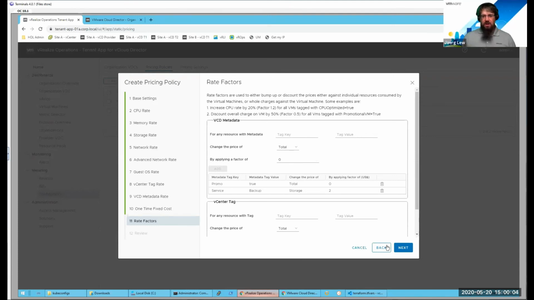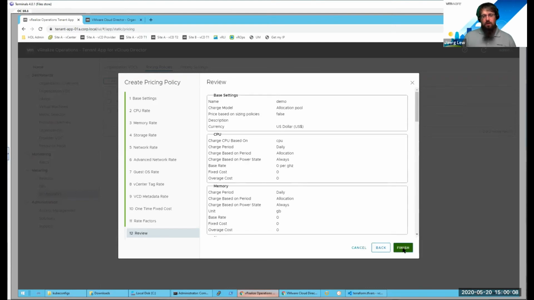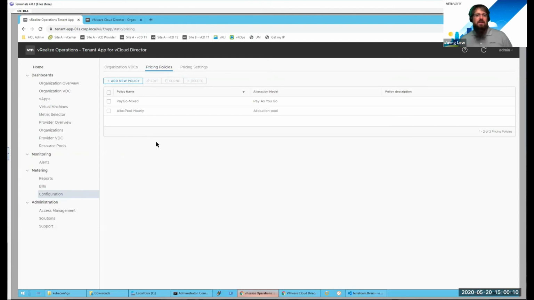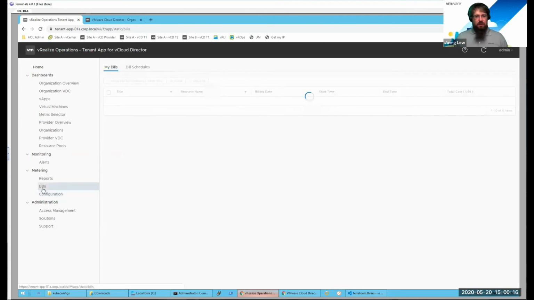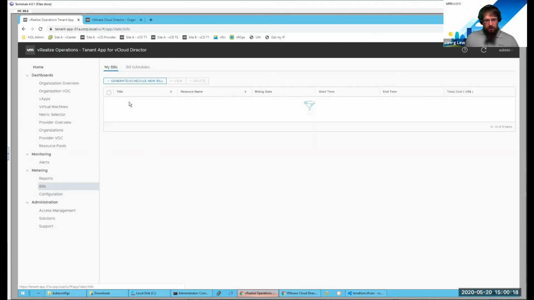So in this case, let me just finish this one here. We are talking about the details that actually make up some bills and the details that you can see in the bills. Right now, in my demo environment, I don't have any bills generated to show you, but I think in the bill section where you can see the information, it is broken down into the different objects.